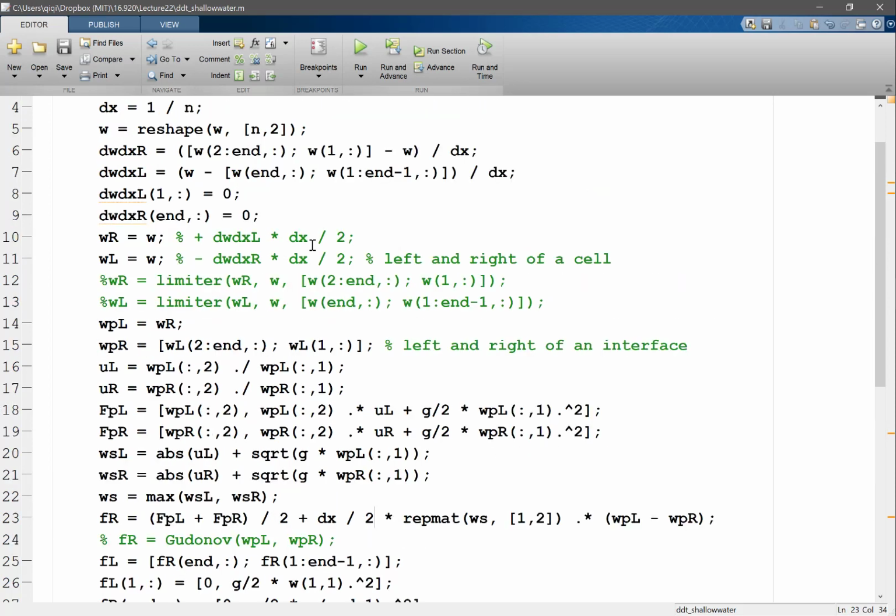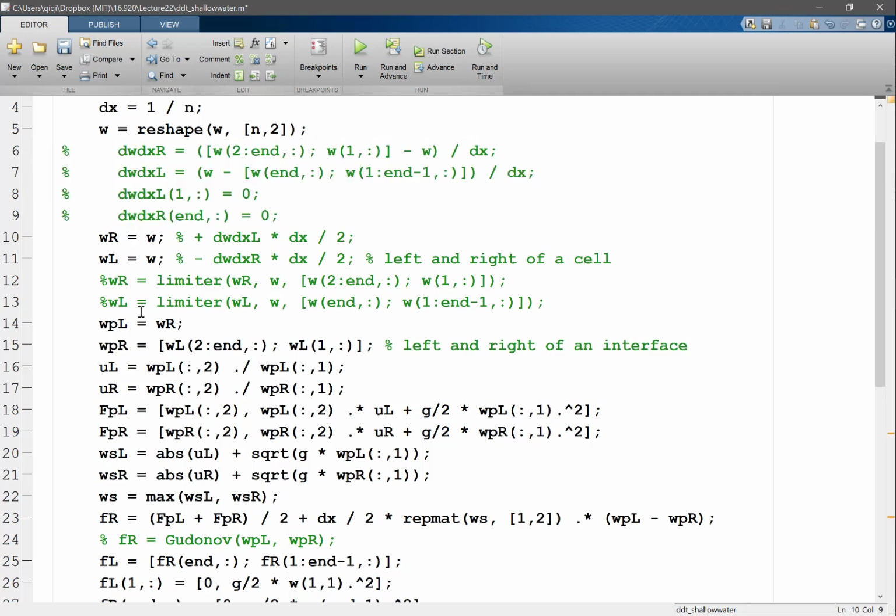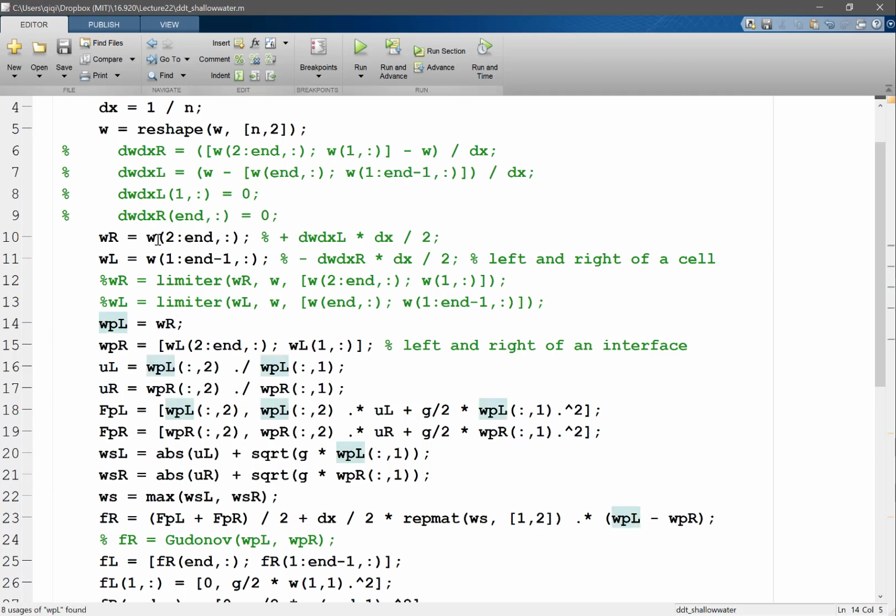Okay, so let's actually just make sure we don't have this stuff. Let's comment this out, and let's make it a little bit clearer. So my right state should be from 2 to end. And the left state should be 1 to n minus 1, right? So this is my for the interface.